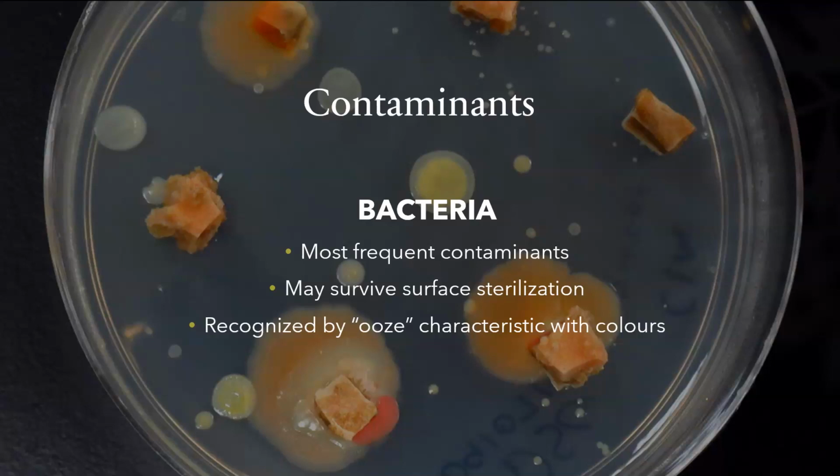Bacteria are usually introduced with the explant and may survive surface sterilization if embedded in the interior tissues. Some bacterial spores can also survive the sterilization procedure even if they are on the tissue surface. Many kinds of bacteria have been found in plant tissue cultures, and they can be recognized by a characteristic ooze with many different colors including white, cream, pink, and yellow.